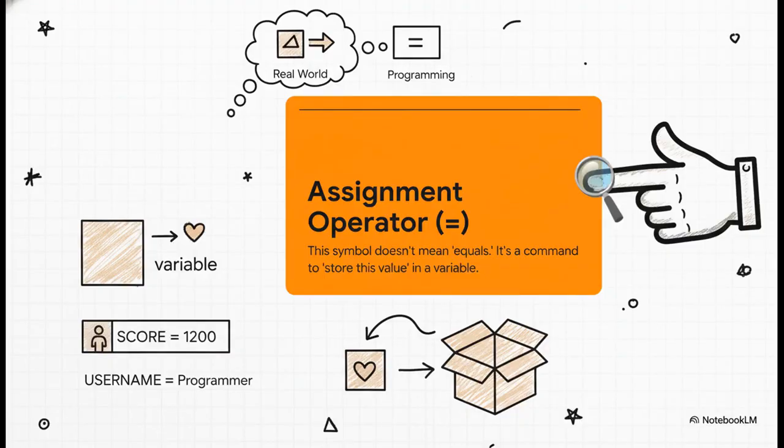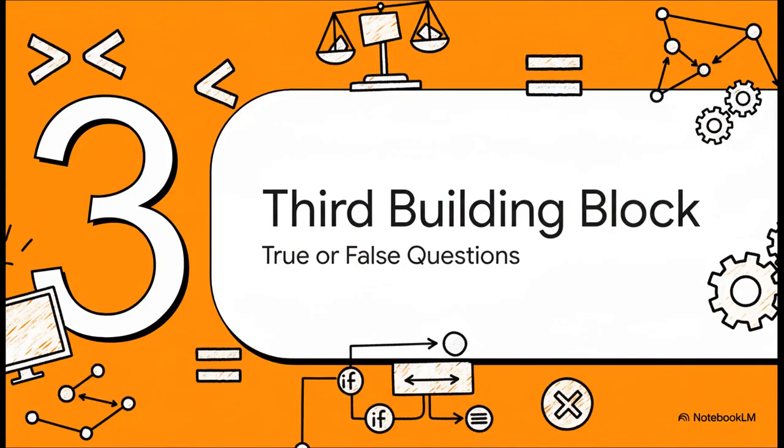We all see an equal sign, and our brain immediately thinks these two things are the same. In programming, you have to unlearn that habit. A single equal sign isn't a question, it's a command. It means, hey, take the value on the right and store it in the box I named on the left. This is the assignment operator, and it's how a computer remembers everything, from your username to your score in a game.